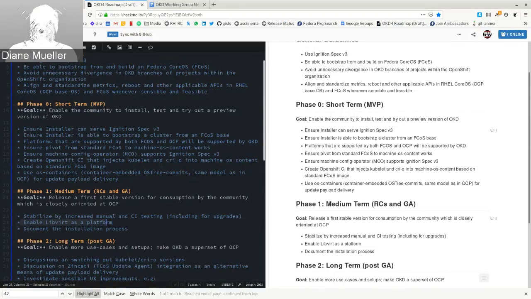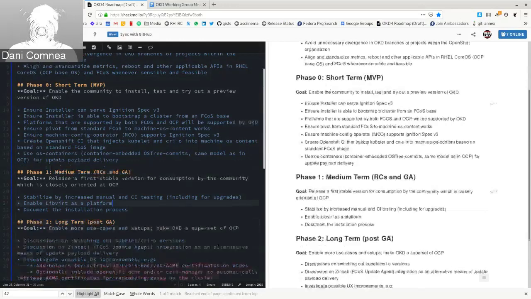So I put in another bullet on phase one, enable libvirt as a platform. On phase zero, we're going to have to extend the next to last bullet point, the create OpenShift CI, to include what Clayton said with regards to the pool secret. Yeah, I think that's like take the existing OKD, replace RCOS with FCOS, make it publicly available.